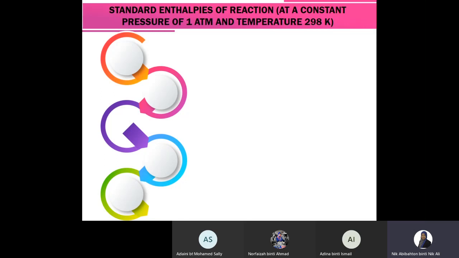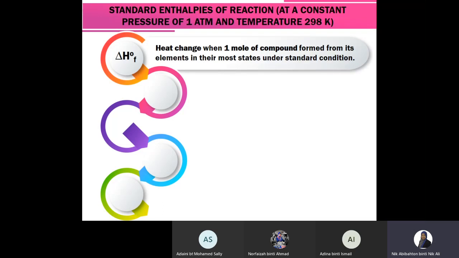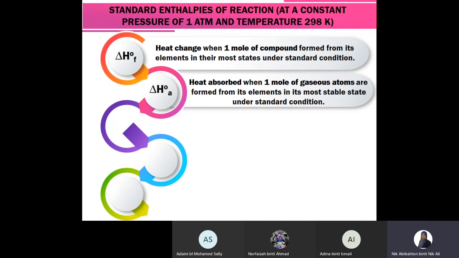In order to construct the Born-Haber cycle, we need to recall the definitions of the enthalpies involved. We start with the standard enthalpy of reaction at standard condition, which is a constant pressure of 1 atm and temperature 298 Kelvin. The first one to remember is the enthalpy of formation, which is the heat change when 1 mole of compound is formed from its elements in their most stable state under standard condition. After that, enthalpy of atomization: heat absorbed when 1 mole of gaseous atoms are formed from its element in its most stable state under standard condition.